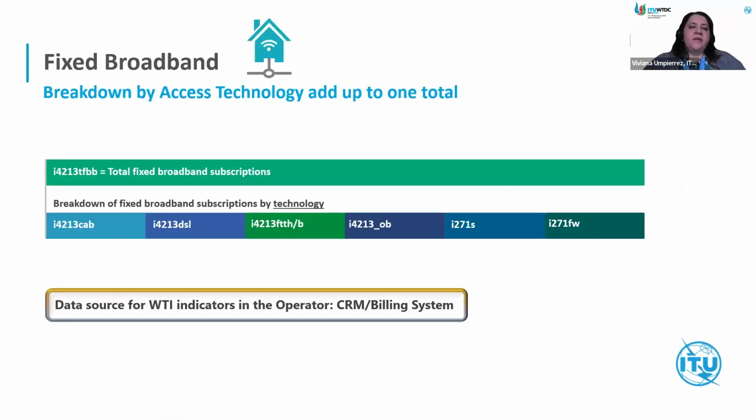Also, keep in mind that the breakdown by technology has to add up with the total fixed broadband subscriptions. It's not that in the total there are two different numbers. It's one total, and then it's the breakdown that we ask for, because it's important for us to understand which is the technology that is the first or the most important in your country.